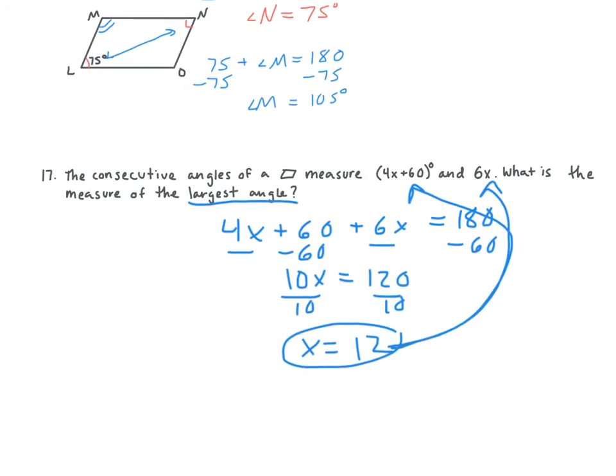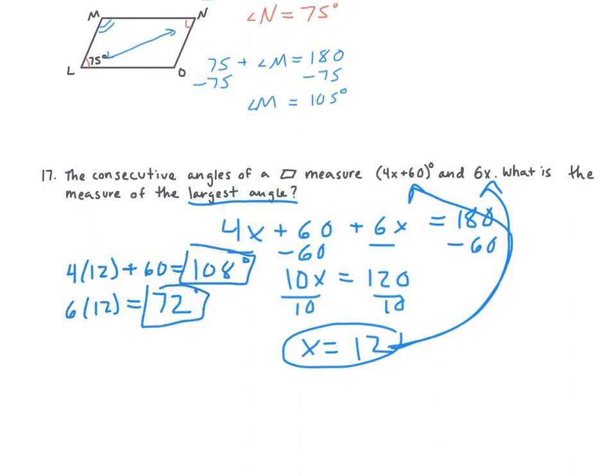So let's plug it into 4x plus 60. So we have 4 times 12 plus 60, which is 108. And then we have 6 times 12, which is 72. So we have 2 angles in our parallelogram that are going to be 108 and 2 that are 72. So what is the measure of the largest angle? 108. So our answer here is 108.